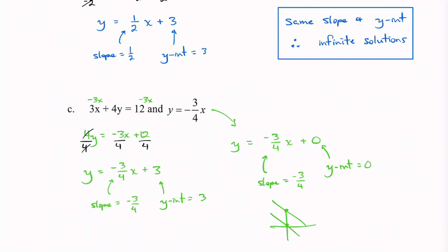They have the same slope, but different y-intercepts, so they never cross, so that means there's going to be no solutions. So let's write that. We're going to write same slope, different y-intercept, therefore no solutions.